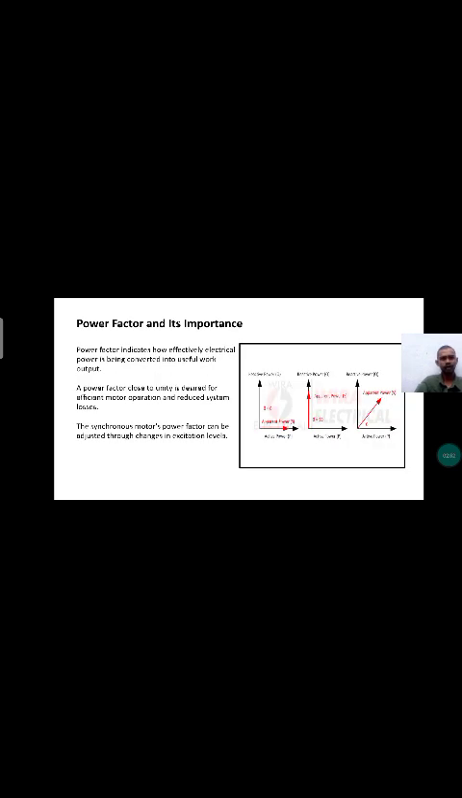Power factor and its importance. Power factor indicates how effectively electrical power is being converted into useful work output. A power factor close to unity is desirable for efficient motor operation and reduced system losses. The synchronous motor's power factor can be adjusted through changes in excitation levels.